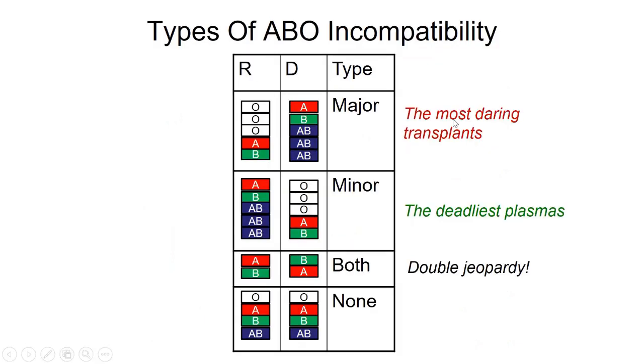The most daring transplants are listed here. So major mismatches: an A, a B, or an AB to an O are major mismatches, and so too are ABs to A's or B's. Minor mismatches, again, are about the plasma isoagglutinins that a graft can spew against a recipient's cell surface A or B antigens. Bidirectional mismatches, 2 examples, A into B or B into A, and the ideal of no conflict, ABO identical, in the last row.